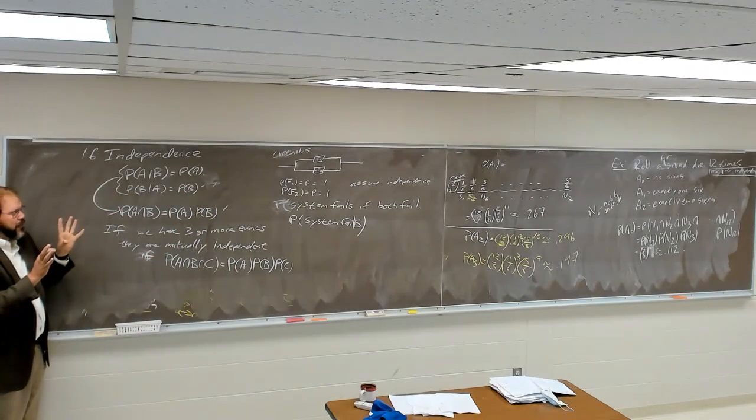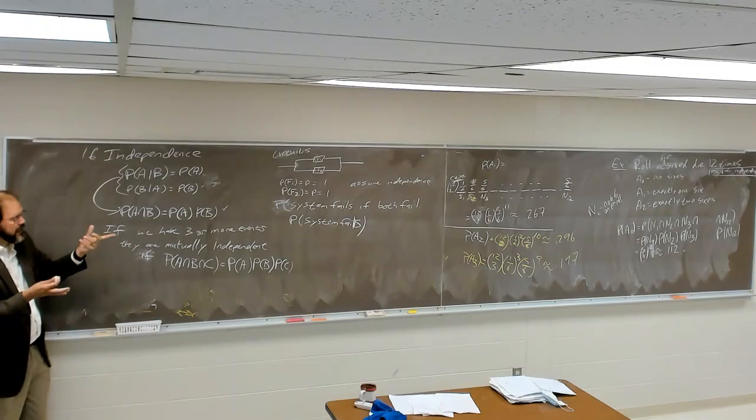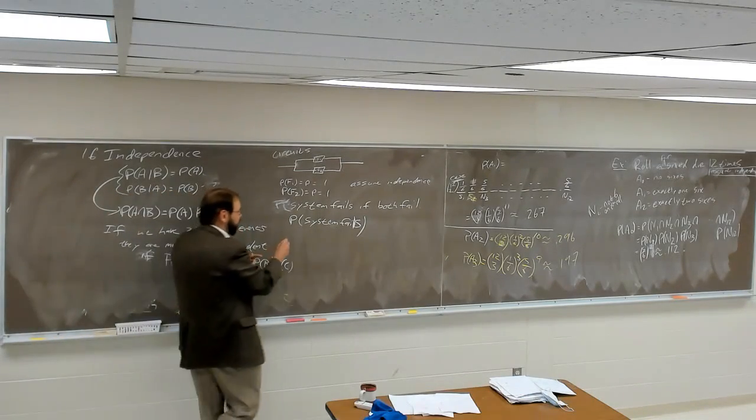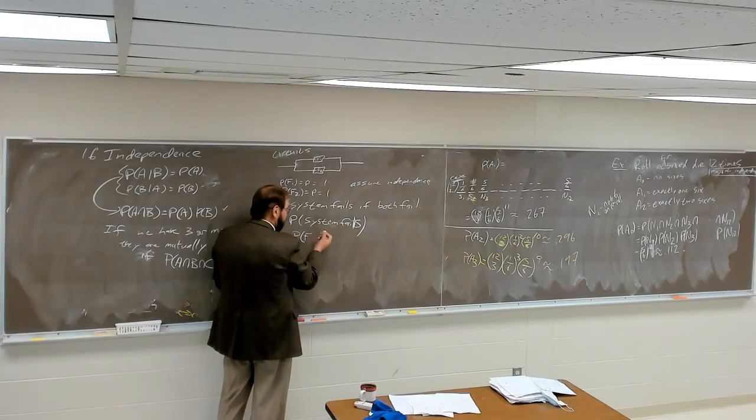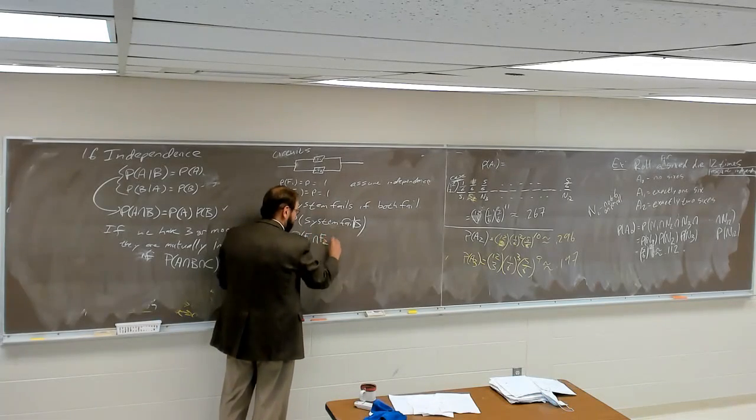But if we can assume independence, then the probability the system fails would be the probability the first one fails and the second one fails.